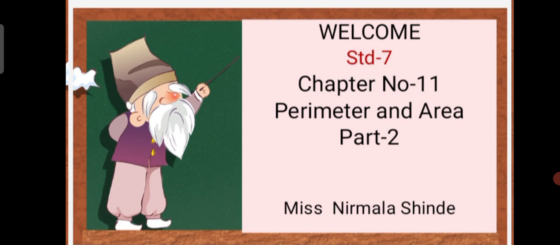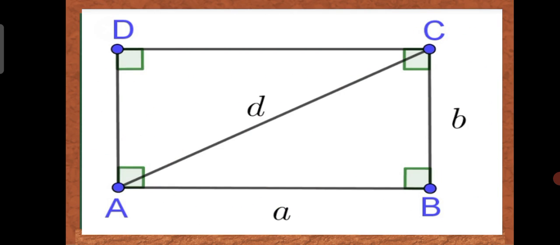Students, we already studied the area of a rectangle and the area of a square. We even studied how to find the perimeter of a rectangle and the perimeter of a square. So today we are going to solve exercise 11.2. In that we are going to study the area of a triangle and the area of a parallelogram.